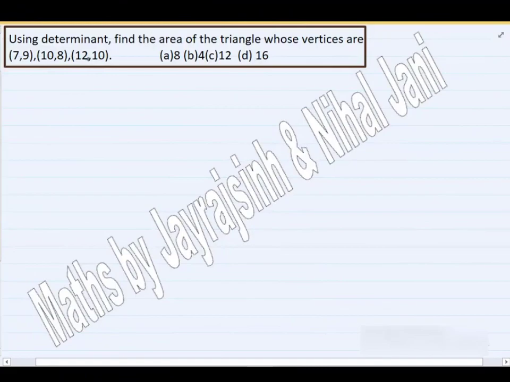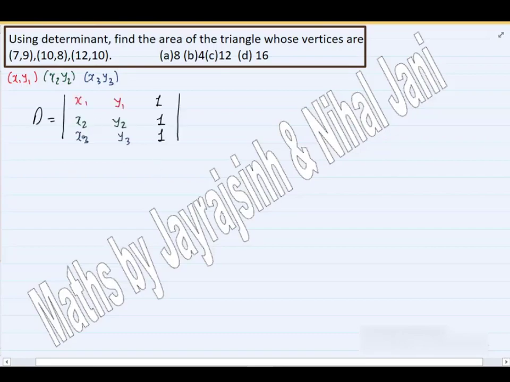In this question, you have to find area of triangle which have the vertices x1 y1 which is 7 9, x2 y2 which is 10 8 and x3 y3 which is 12 10 using the determinant. And very first step is get the D, which is determinant made up of x1 y1 1, x2 y2 1 and x3 y3 1. Let's put coordinates of the point. So here we'll get 7 9 1, 10 8 1 and 12 10 1.